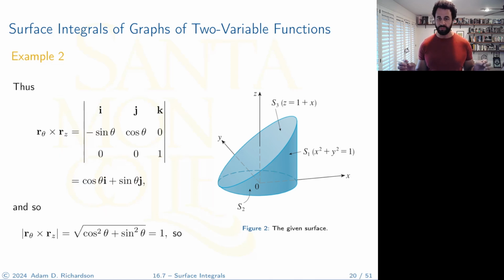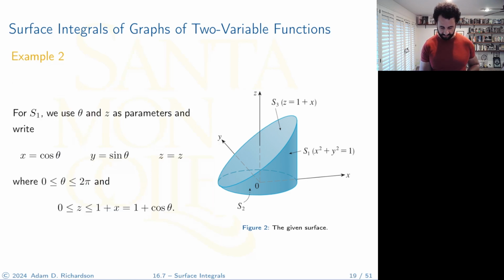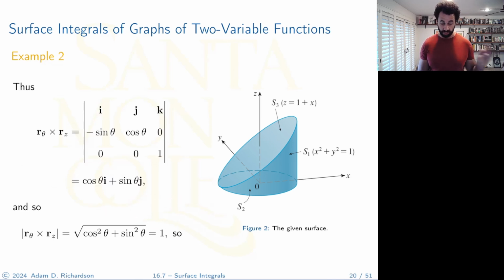Now we need to compute the partials and take their cross product. Once you have these parametric equations, you can compute the partial derivatives of the vector function, cross them like we did before, and this is the cross product you get. Then you take the magnitude of that cross product: square these and take the square root. This one happens to be very simple because cosine squared plus sine squared is 1. So we get 1 as this scaling.